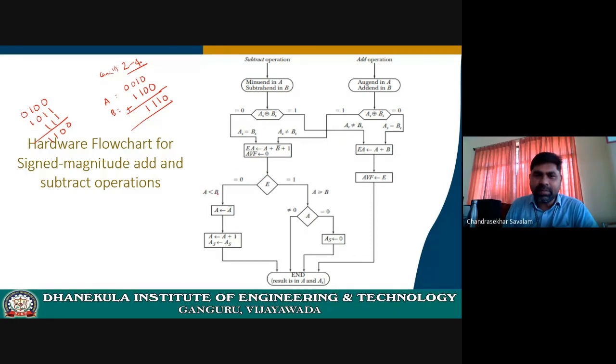Here A is less, B is greater. So in that case, what you have to do? You need to take the 2's complement of the result. The result is 1, 1, 1, 0. For the 2's complement, I take the 1's complement, 0, 0, 0, 1, and add 1, which gives 0, 0, 1, 0. Understand, students?